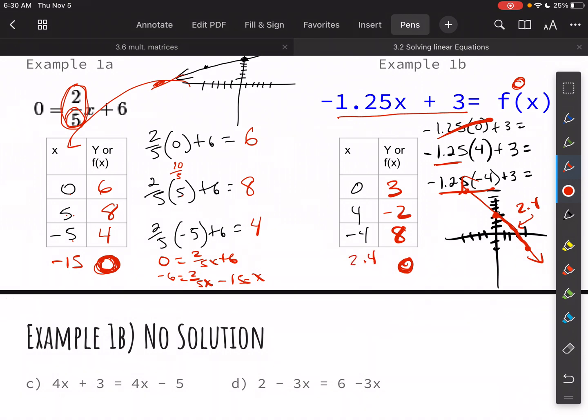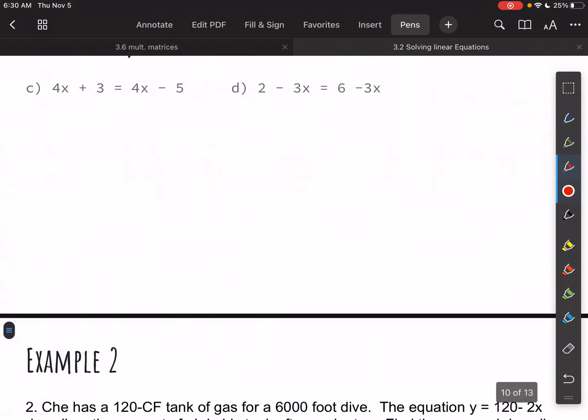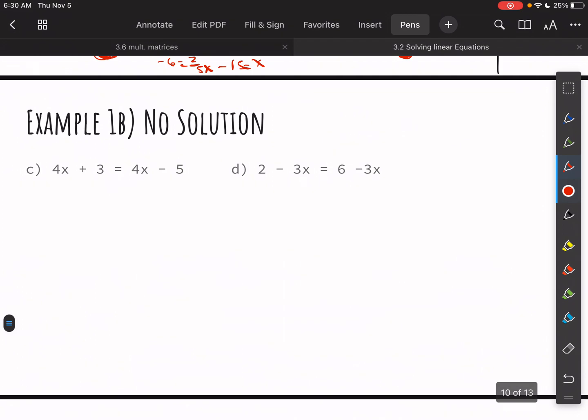Okay, so you can figure it out, or you can estimate it by just having a more perfect graph, which I'll give you graphs on your homework so yours will be a little bit more accurate. Okay, so example 1b, and then we're going to go into 2 more examples and we're done. So this is an example of no solution. So watch what happens here, you guys.